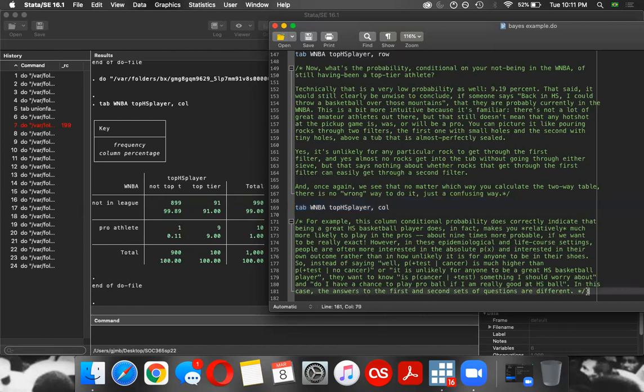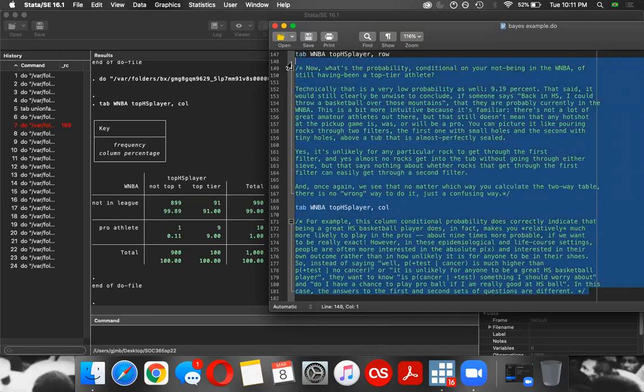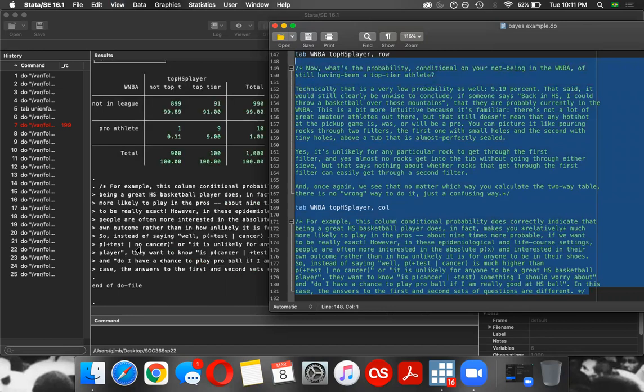One takeaway here is basically this. I'm going to put it on the screen. So the main takeaway is this. In epidemiology and in life course settings like this, where you're thinking about what's going to happen to you in the future, people are oftentimes more interested in the absolute probability of some event or in their own outcome, rather than, for instance, how unlikely it is for someone to be in their shoes, so to speak, or whether or not some particular status, such as testing positive or being a top tier player, makes them relatively more likely to have some outcome.